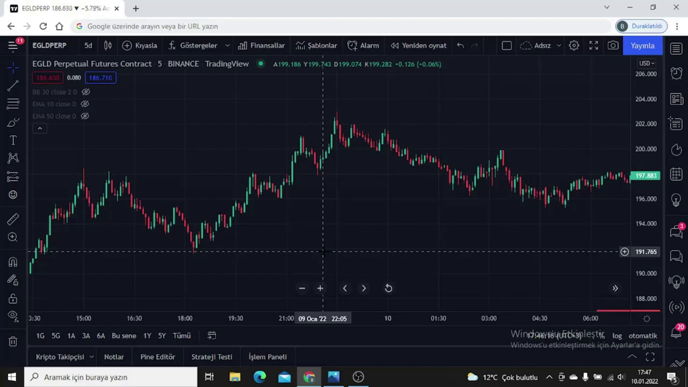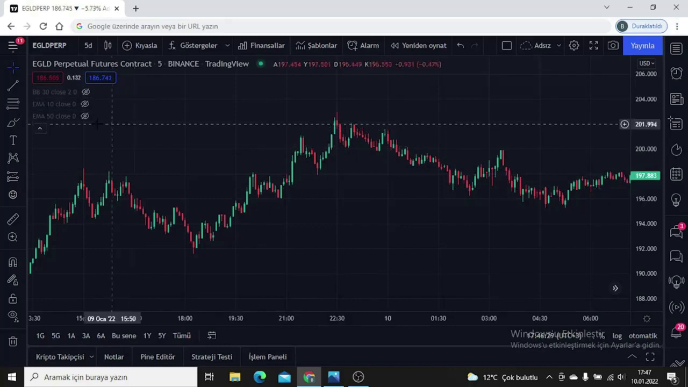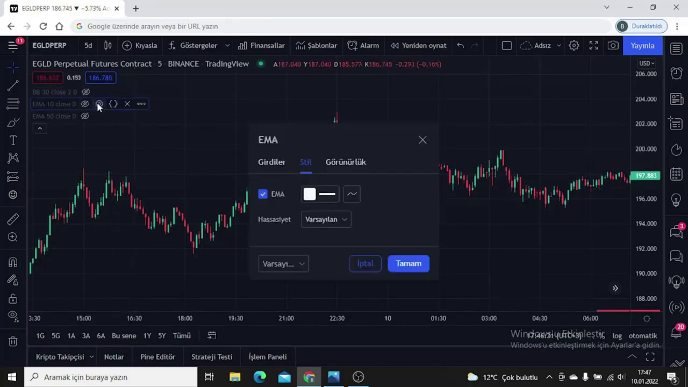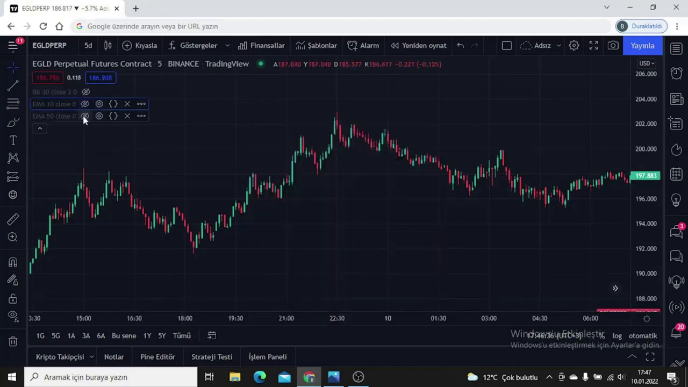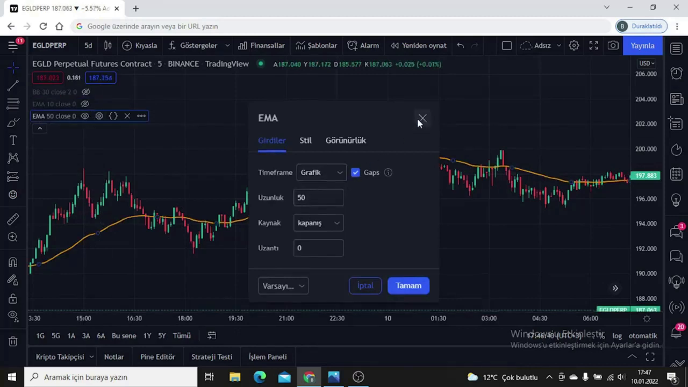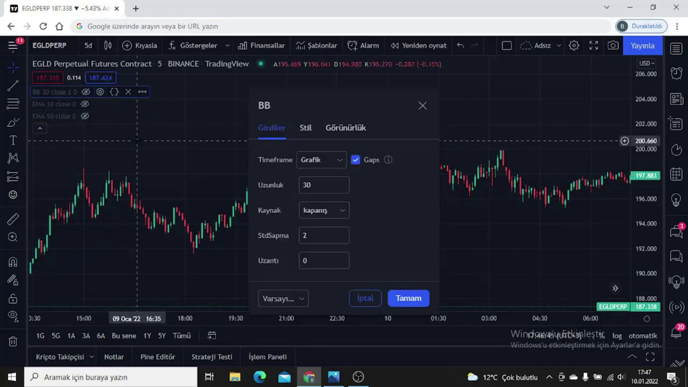Friends, as you can see, a 5-minute chart is open in front of me. We're going to trade on a 5-minute chart and I've turned on the indicators here. What are these? EMA 10, let me show you this. I am using EMA 10. I also use EMA 50. So we will use two moving averages. We will also use a Bollinger Band. The length of the Bollinger Band will be 30. The setting is manually set to 2. It will stay as 2 in its settings.